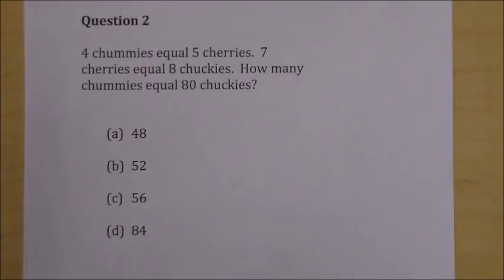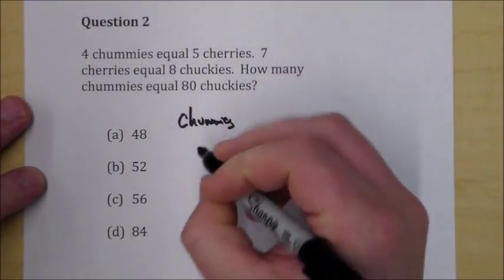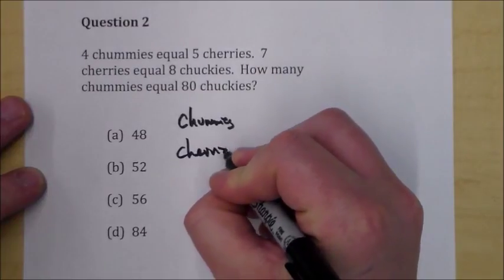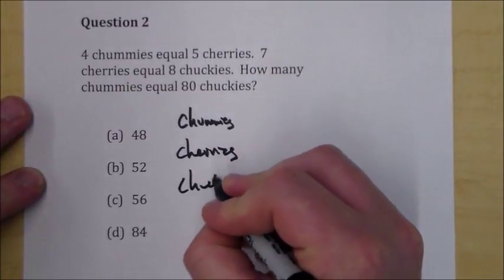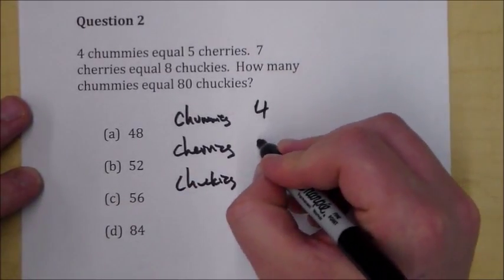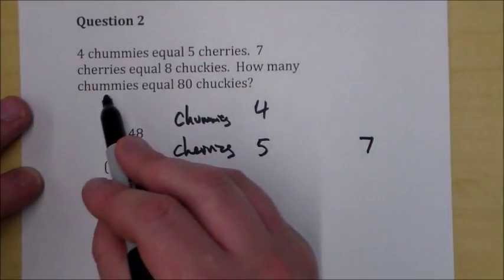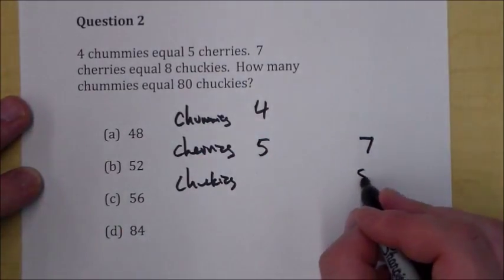Okay, question 2. This question might make you laugh, but it's okay. 4 chummies equal 5 cherries. 7 cherries equal 8 chuckies. How many chummies equal 80 chuckies? Okay. So let's do chummies, cherries, and chuckies. Okay, so we have 4 chummies is to 5 cherries, and we have 7 cherries is to 8 chuckies.